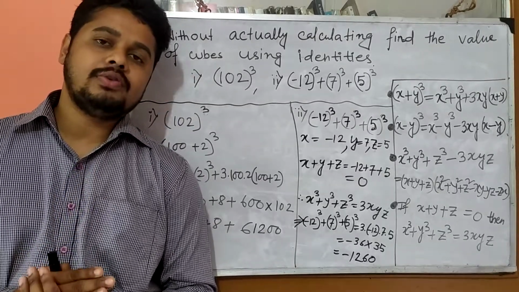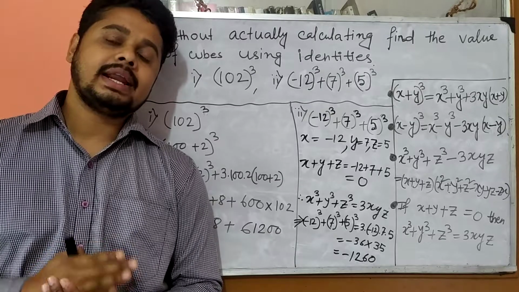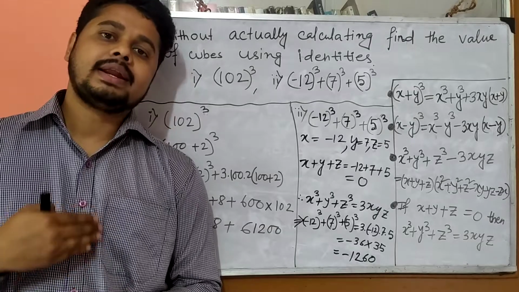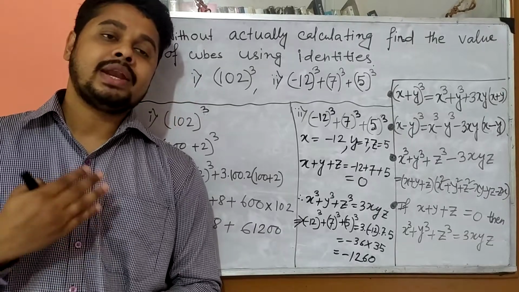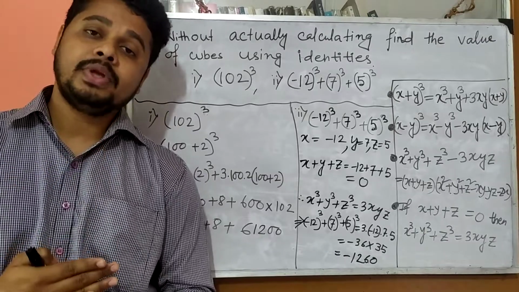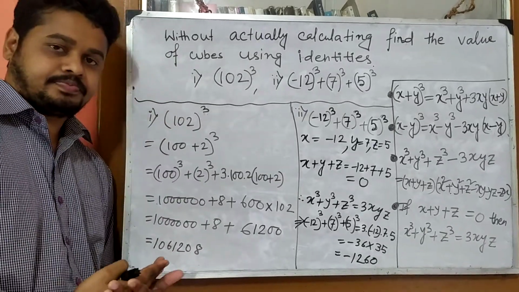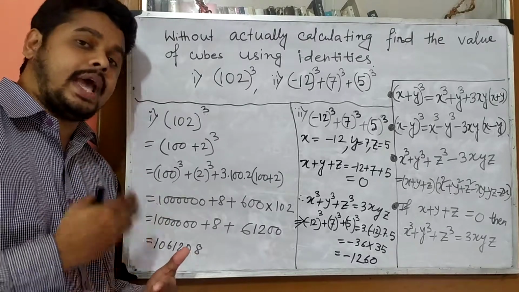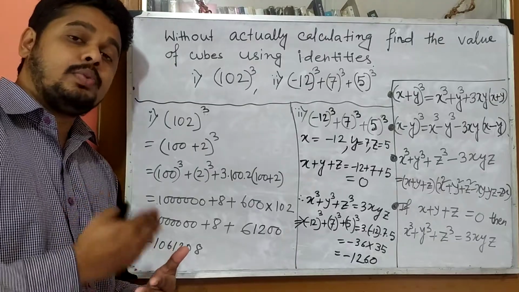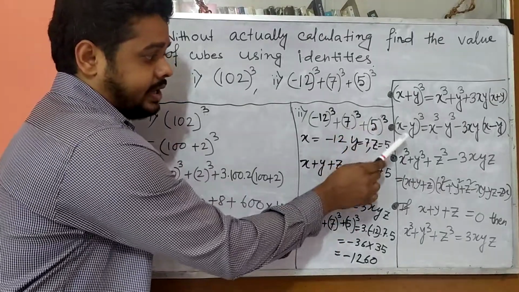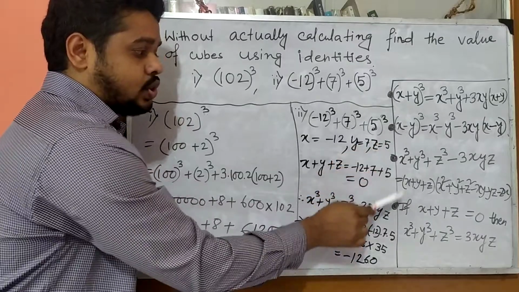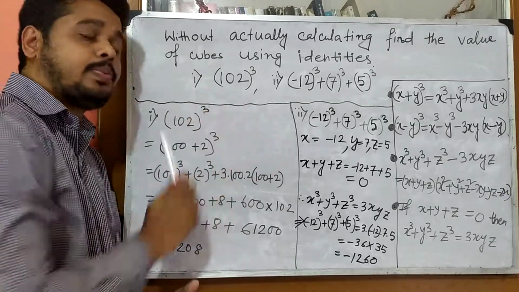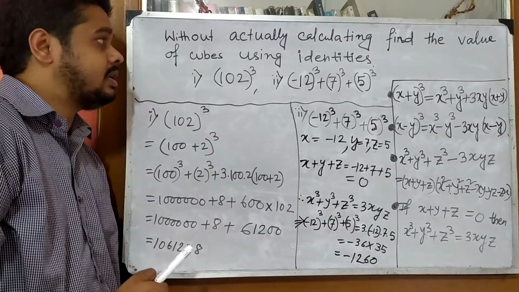Last day we solved a few problems related to identities. Today we will solve more problems related to identities, and all of these problems are from your NCERT book. But today's problems are related to the cubic identities. That's why I write here the formulas or identities related to cubes. Then let's start. I write here two problems. After that, more problems will be solved.